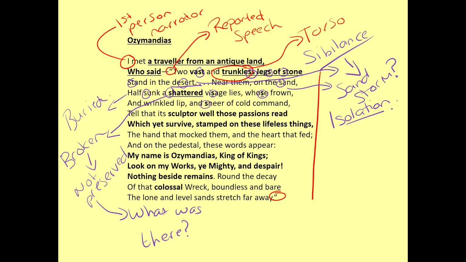So then we move on to think about these phrases here, this list, whose frown and wrinkled lip and sneer of cold command. So we've got a list of three here. We've got a triplet. That's how you spell it, by the way. Does this tell you that this statue was a smiley one, or does it tell you that it was stern? It tells you that it was stern, okay? So whoever this statue was of was a stern person. They might have ruled with an iron fist. They're what we call a tyrant, okay?